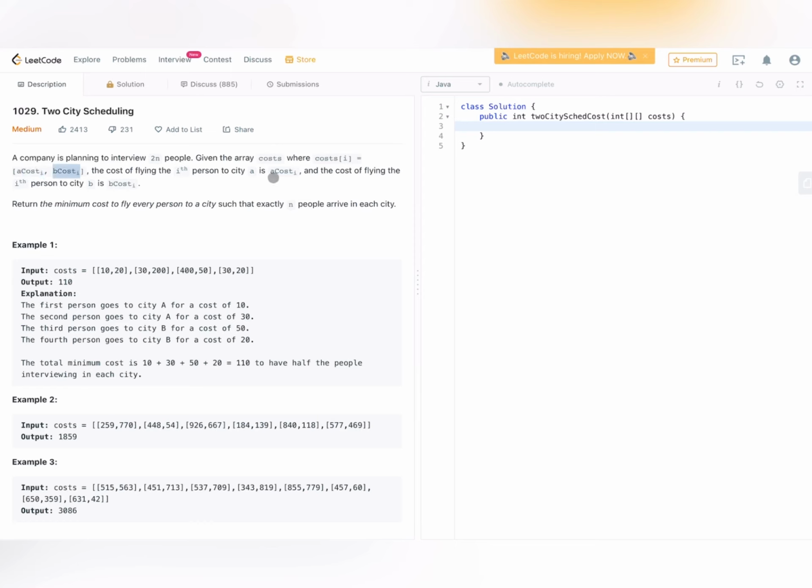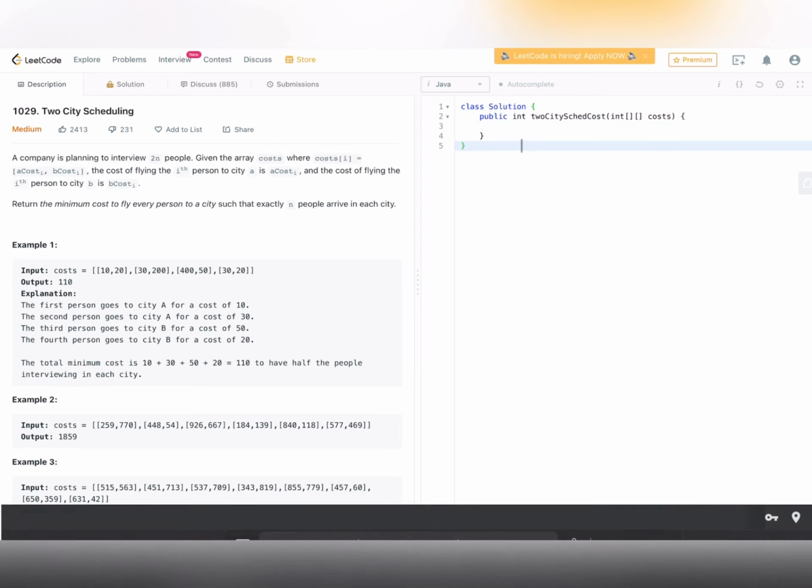So the cost of flying the ith person to city A is aCost[i], and the cost to fly the ith person to B is bCost[i]. Return the minimum cost to fly every person to a city such that exactly n young people arrive in each city, right? So let's say this is city A and this is city B. So some people might be living here. Let's say 1 is living here, 2 is living here, 3, 4, 5, and 6 are living here, because there are always an even number of people.